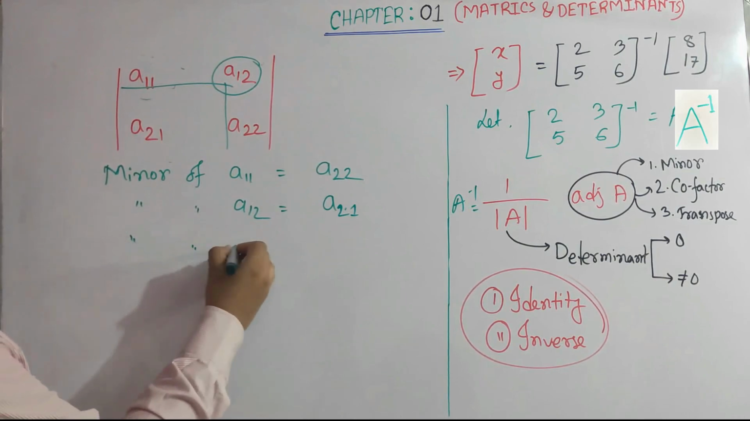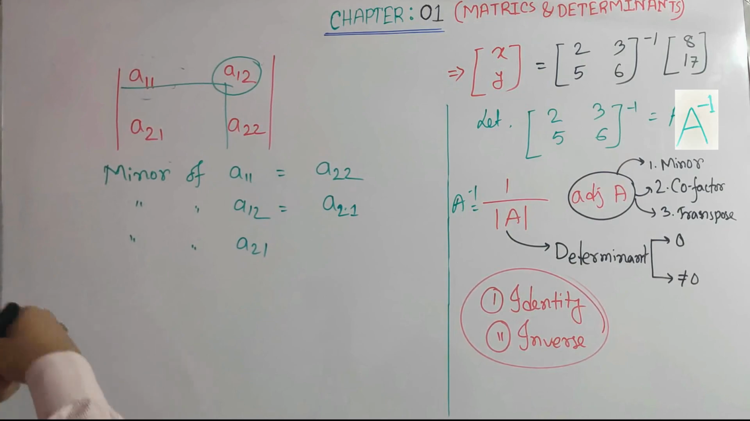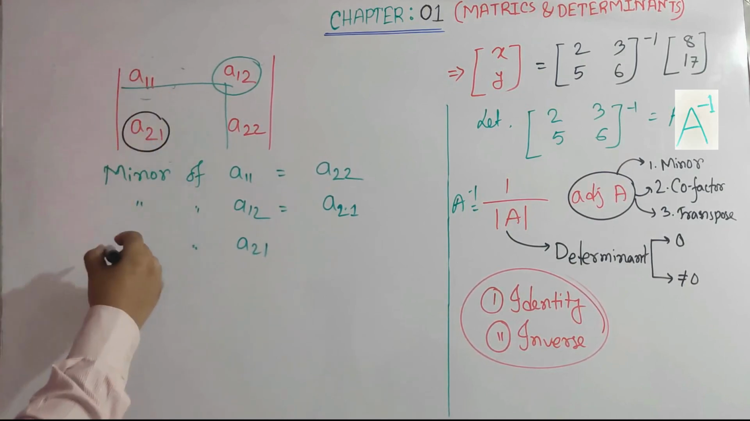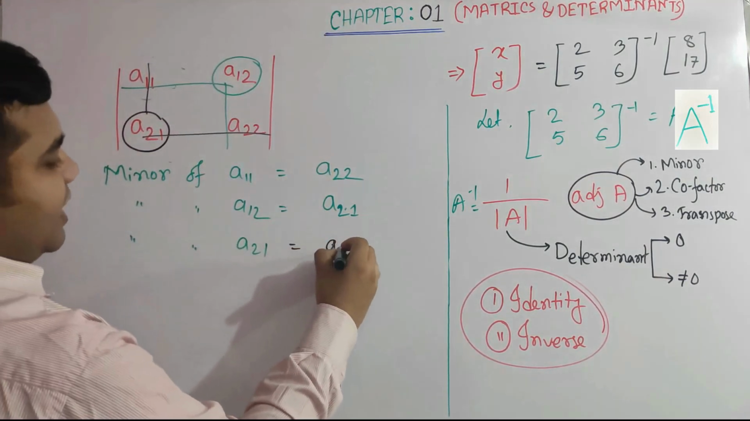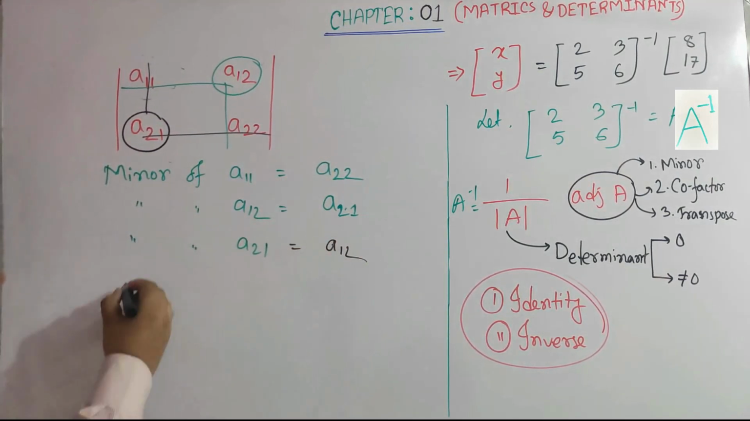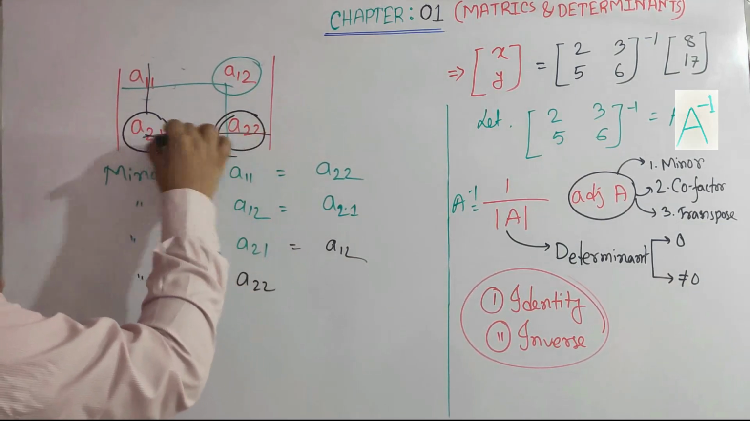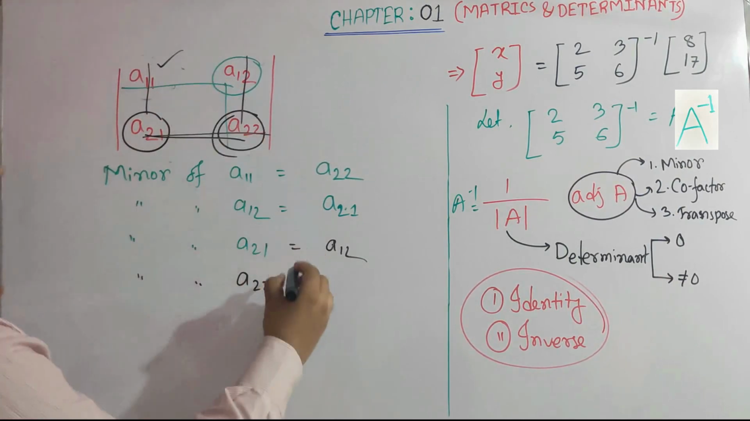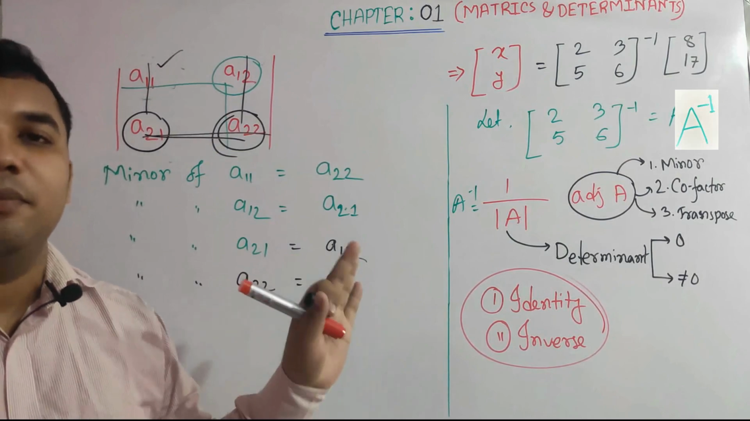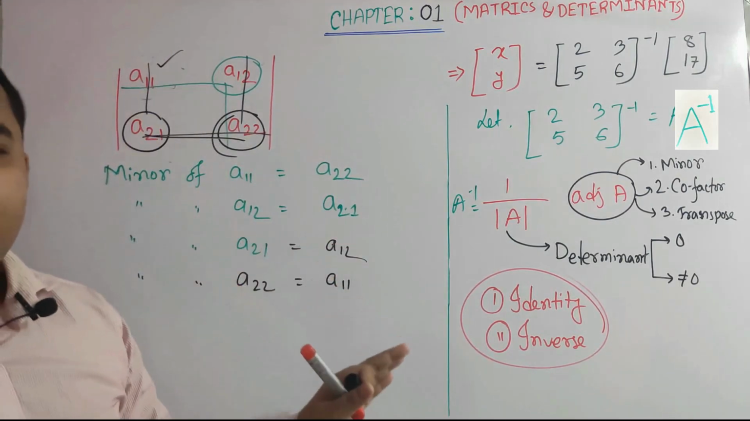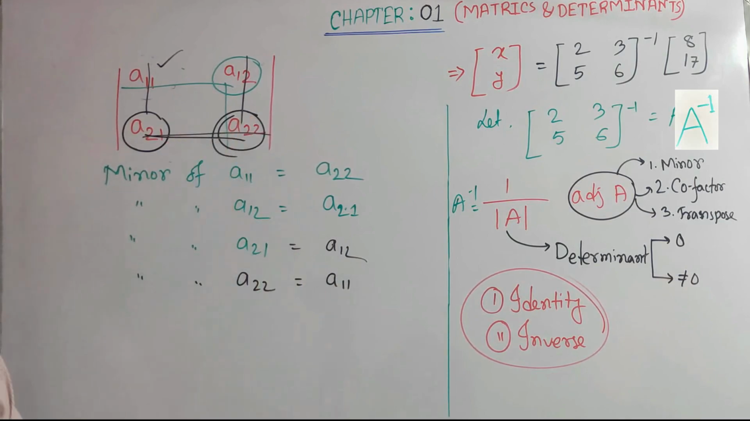Now, the minor of A21 will be what? When we are talking about the minor of A21, that means we are talking about this entry, so this and this will be gone, so that part remains, so it will be A12. And finally the minor of A22, that means we are talking about this, so this and this will be gone, this one part remains, that is A11. So this is how we can find the minor of a determinant for every entry. This is the 2 by 2 determinant.